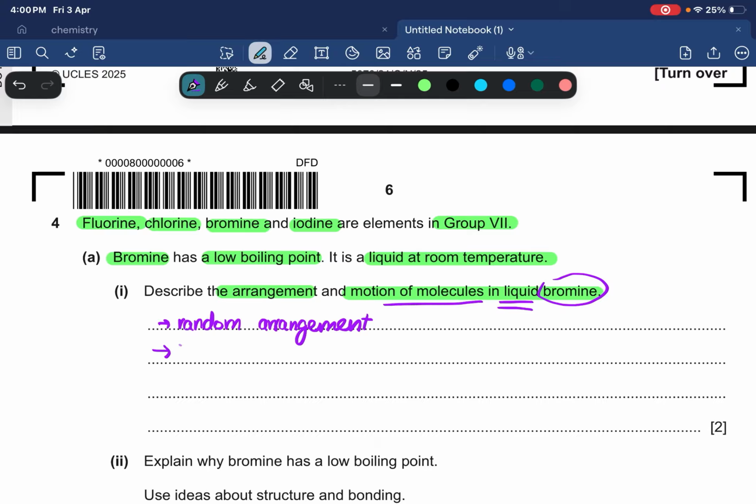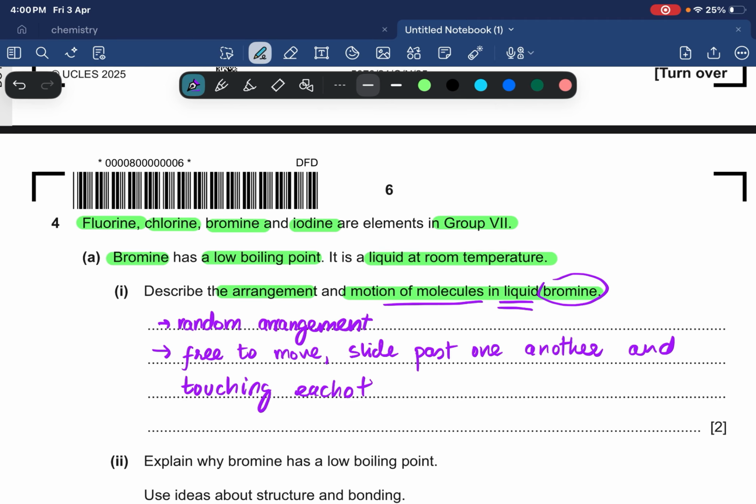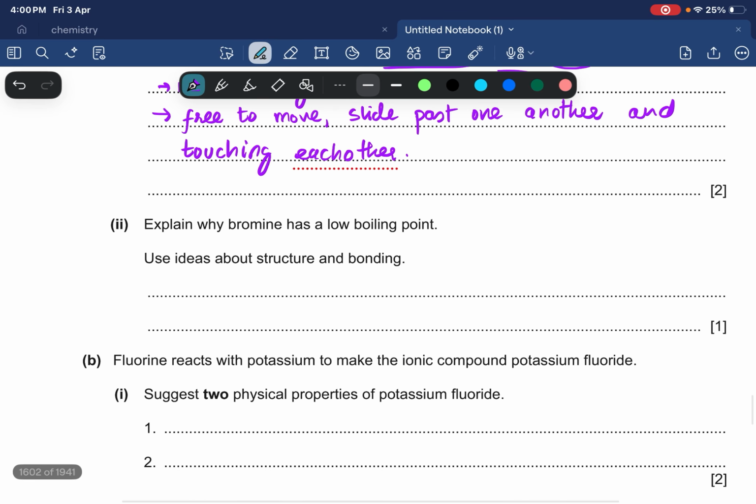The motion of the particles, when you write, is free to move, slide past one another. So we are writing about how they move, and touching each other. So they're close enough that they can touch each other.